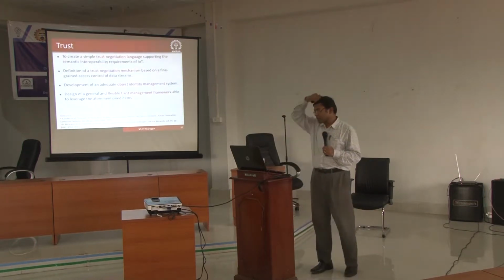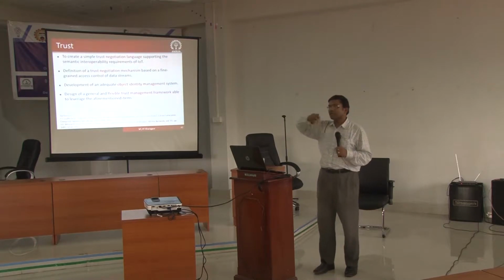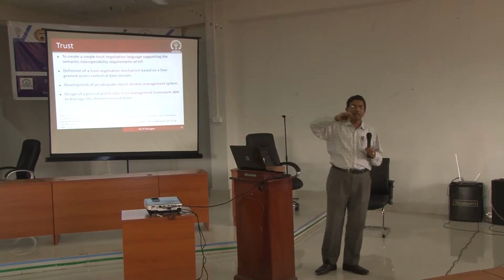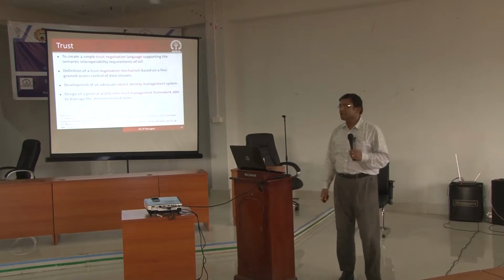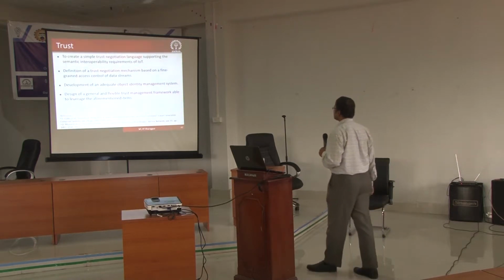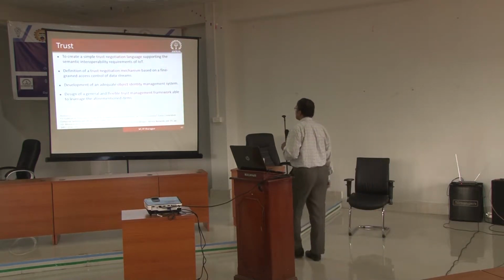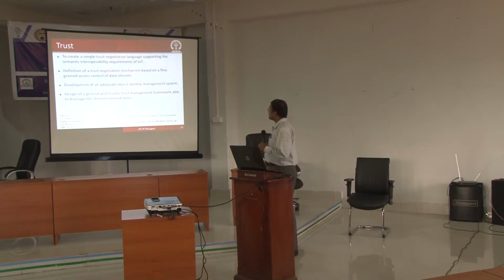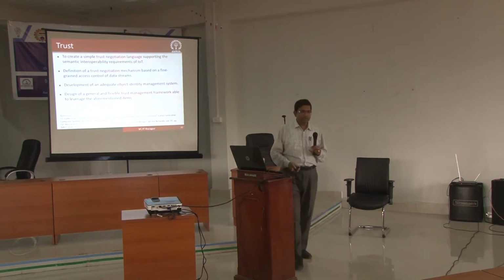Trust is very important. The data that is coming in has to be trustworthy, otherwise nobody will accept the data. So how are you going to create a simple kind of trust negotiation language for supporting the semantic interoperability requirements of IoT? What is this trust negotiation mechanism that is going to be there, and how is object identity management going to be performed, and so on.